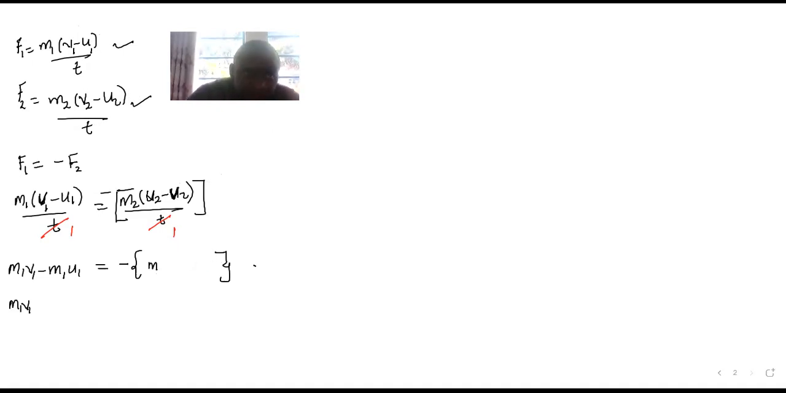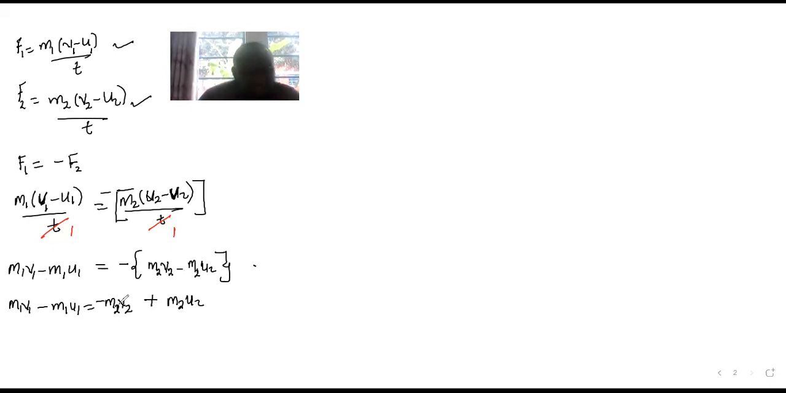This was supposed to be M2V2 minus M2U2: the momentum after for mass 2 minus the momentum before for the same mass. So we can have M1V1, momentum after for the first mass, minus M1U1 is equal to a negative of M2V2 minus M2U2. When the negative penetrates the bracket, we shall have a positivity of M2U2.